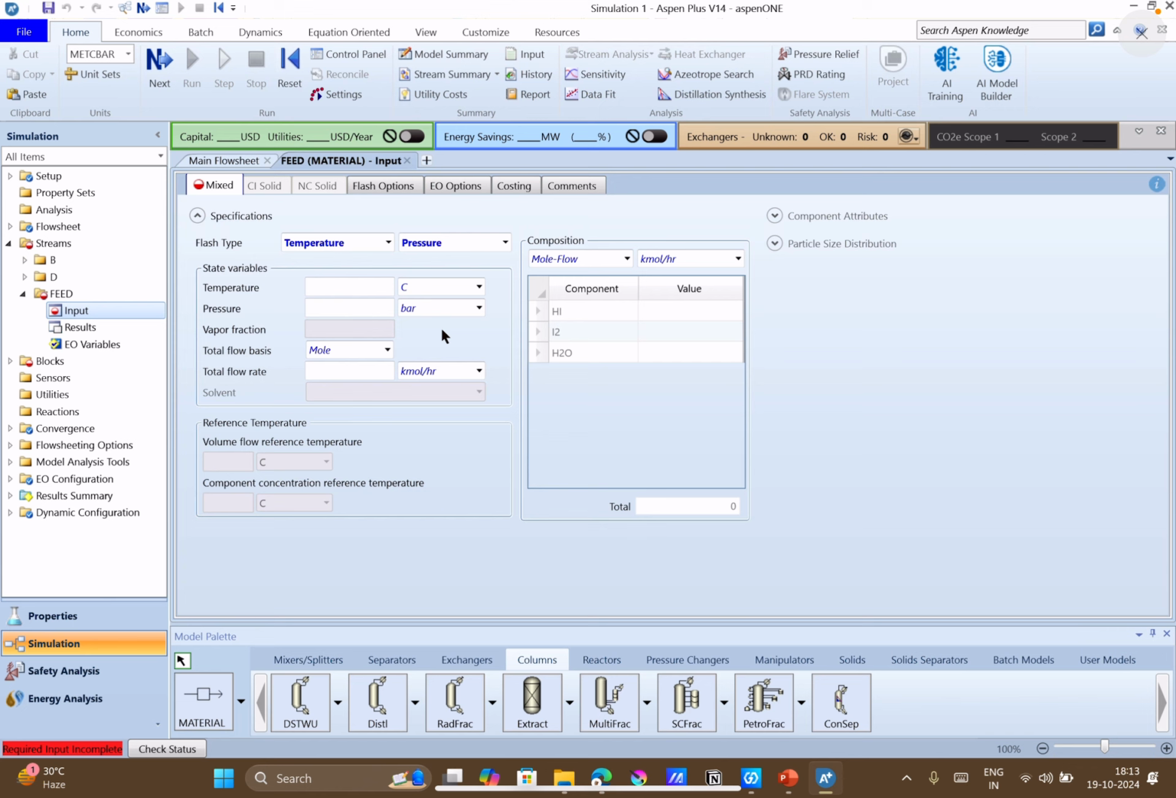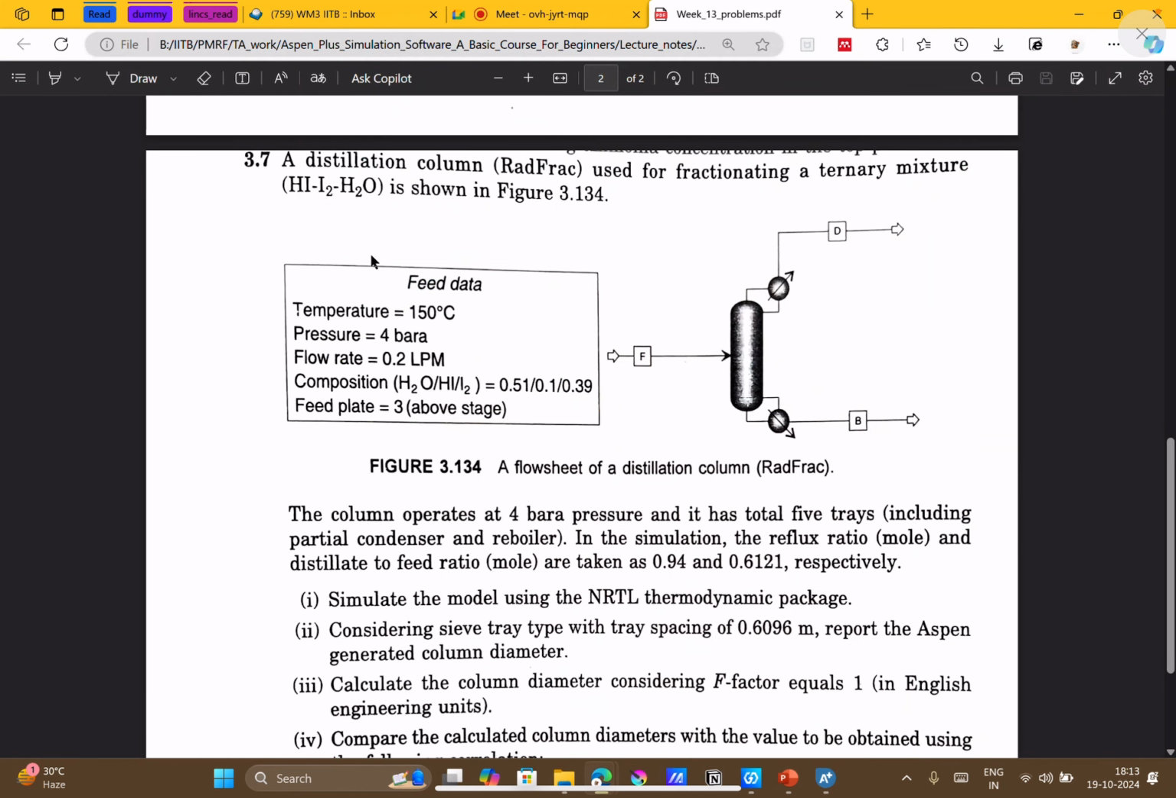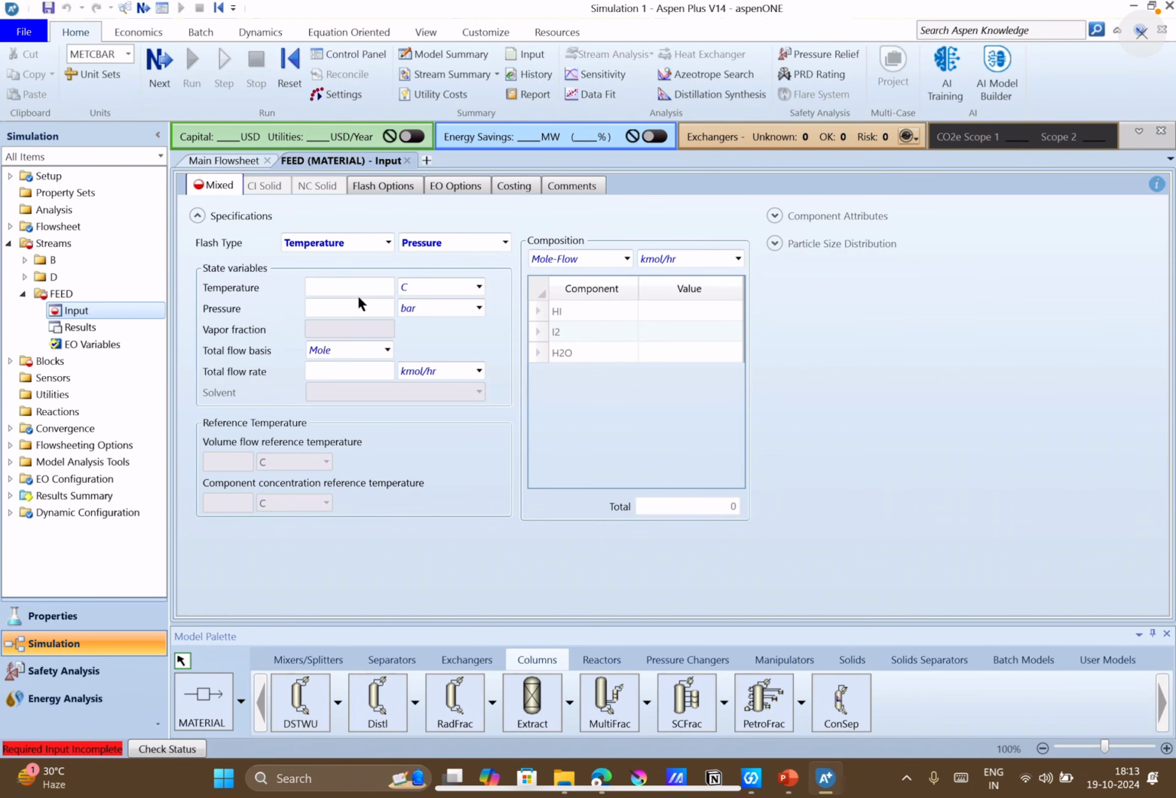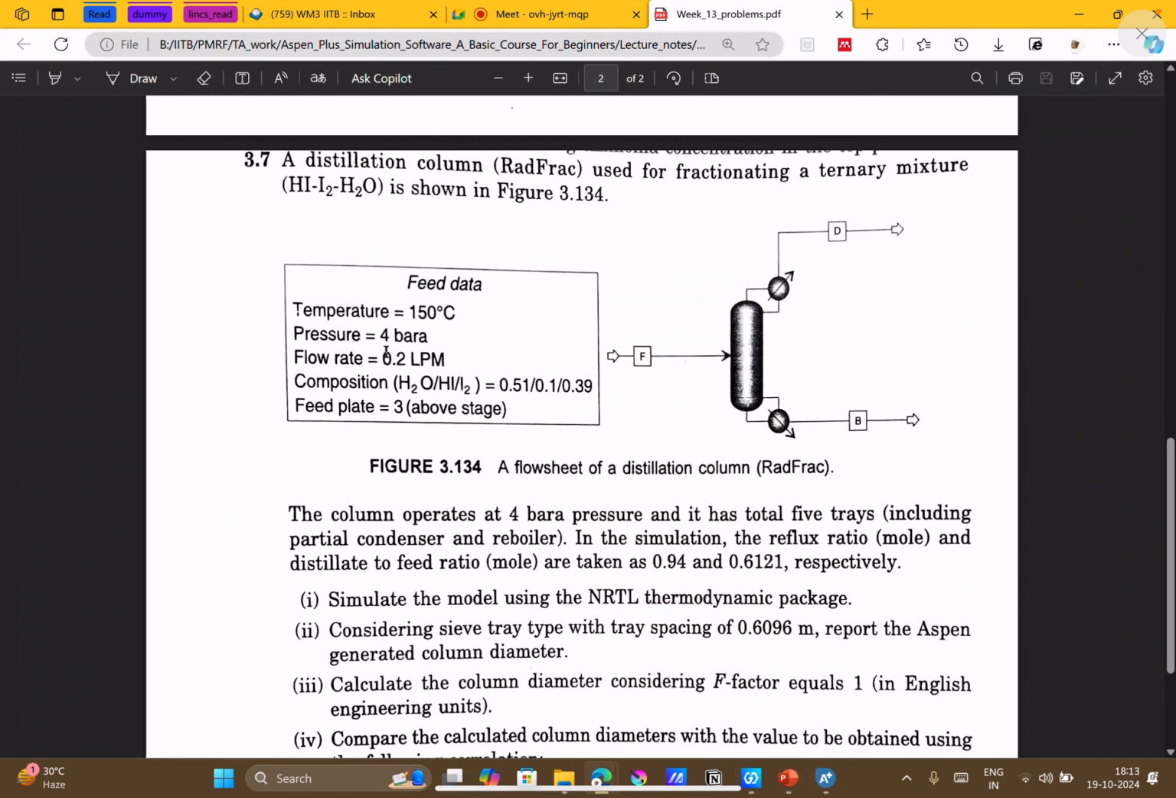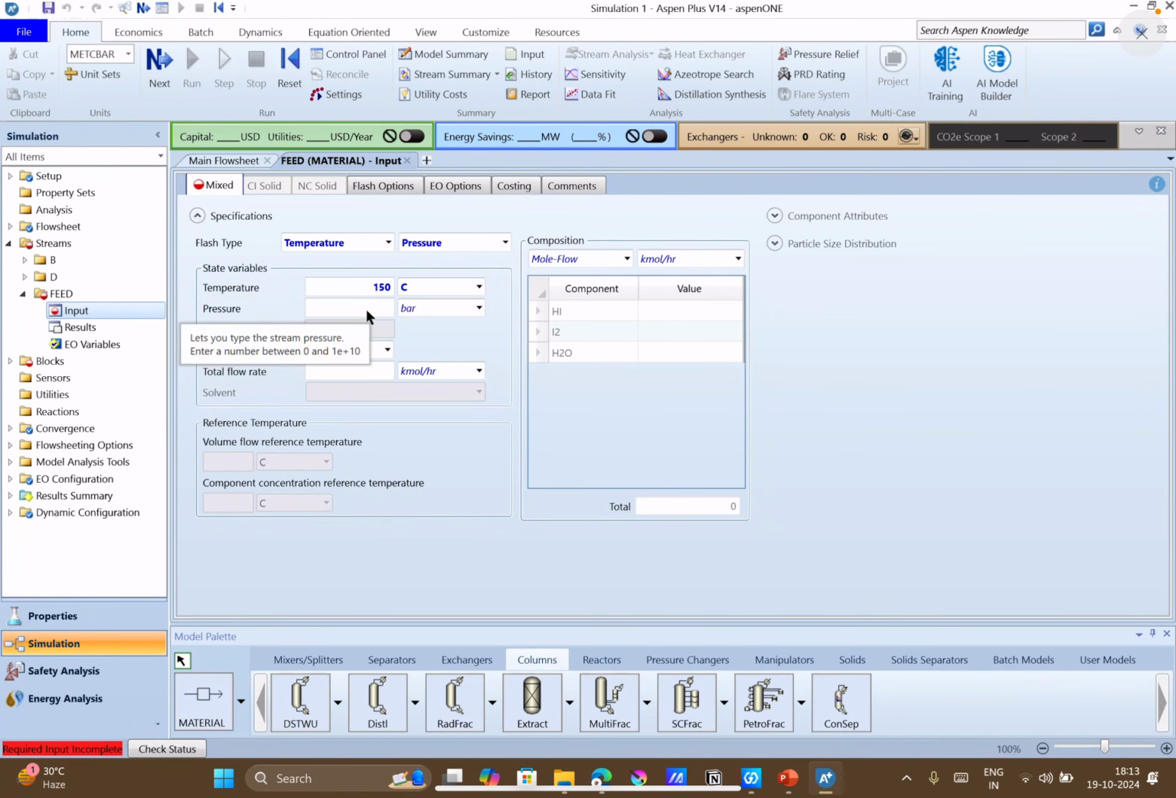Now let's enter the details. What information do we have for the feed? For feed, we know the temperature, pressure, flow rate and composition. So let's input it. Temperature is 150 degrees centigrade. Pressure is 4 bar absolute. Flow rate is 0.2 LPM, liter per minute. Okay, that's a different one, a volumetric flow rate is given.